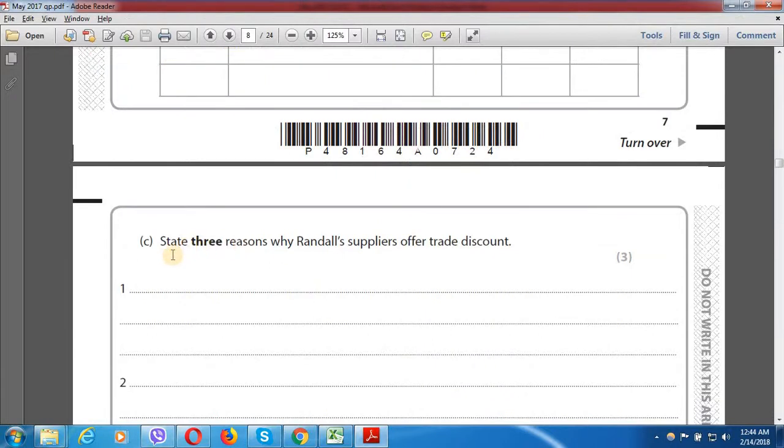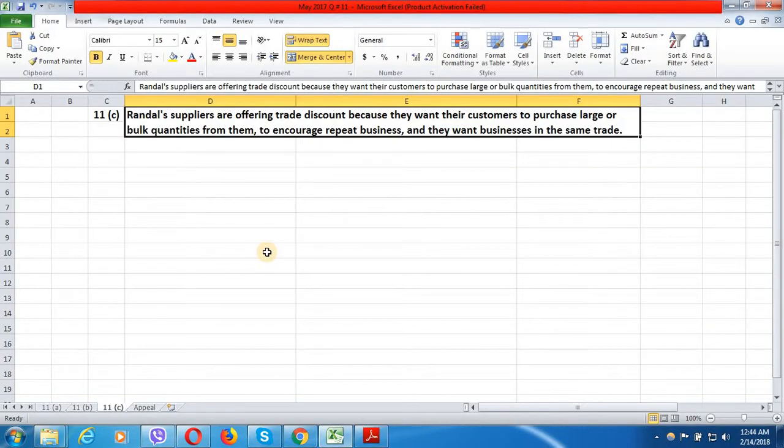Then number C, state 3 reasons why Randall's suppliers offer trade discount. The answer to this question will be like this. Randall's suppliers are offering trade discount because, number 1, they want their customers to purchase large or bulk quantities from them. Number 2, to encourage repeat business. Number 3, they want business from others in the same trade.